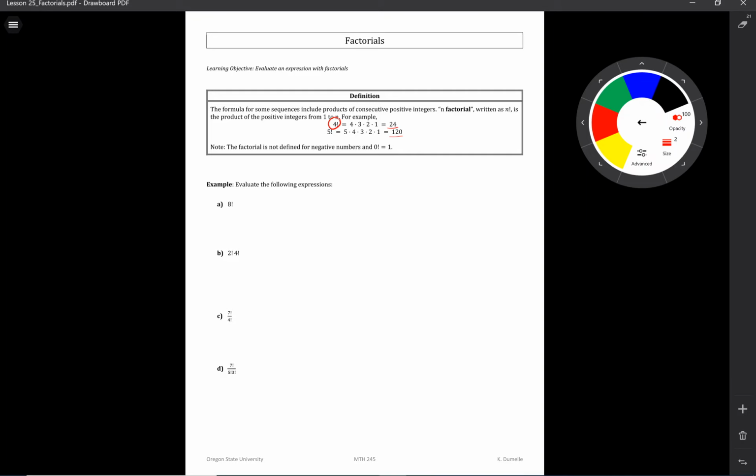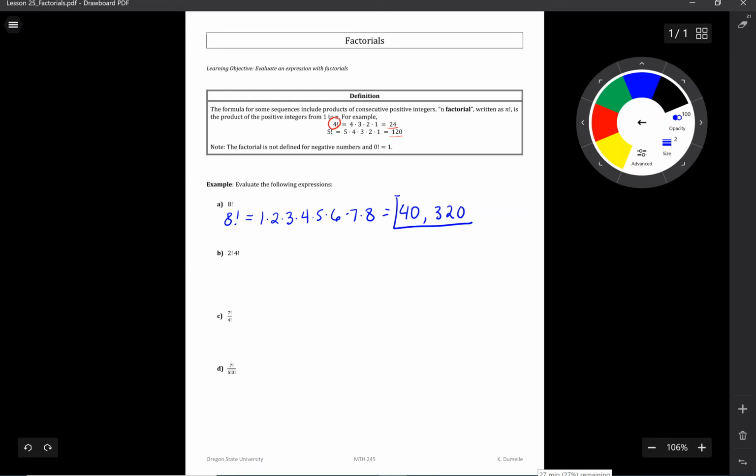So let's evaluate some of these expressions. So 8 factorial is equal to the product of all numbers between 1 and 8. So this is 1 times 2 times 3 times 4 times 5 times 6 times 7 times 8. Now the thing with factorials is they grow really fast. So if I were to multiply all these numbers together, I get, if you can believe it, 40,320, which is a pretty big number. Go ahead and try it for yourself if you don't believe me. So yeah, factorials grow super fast. So that is 8 factorial.